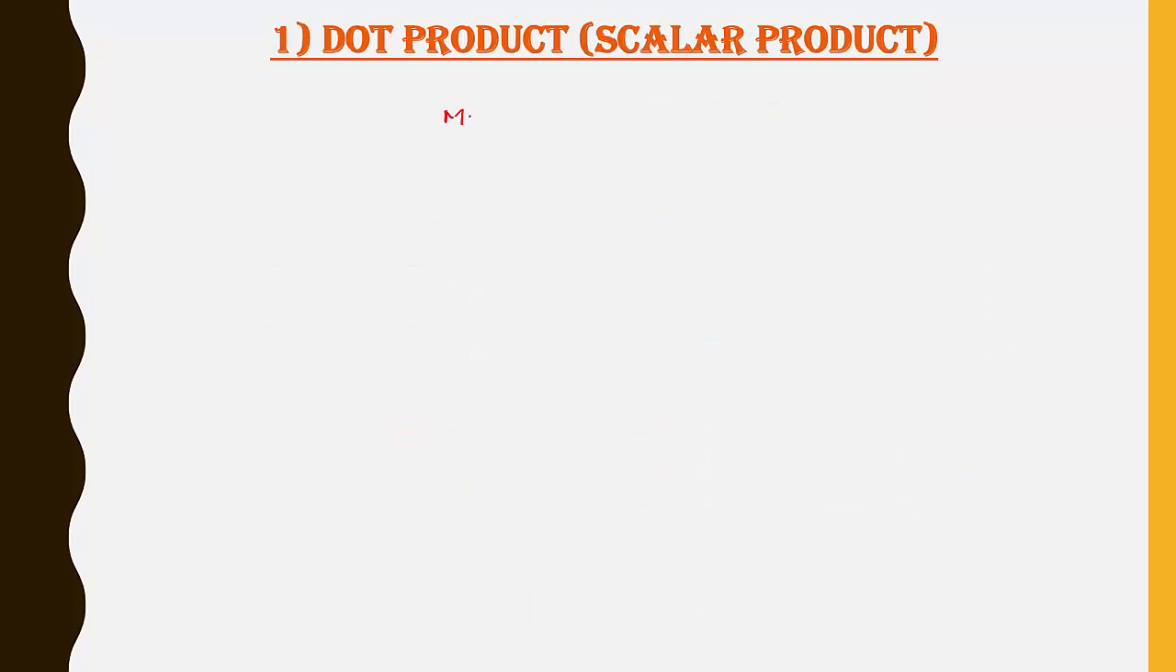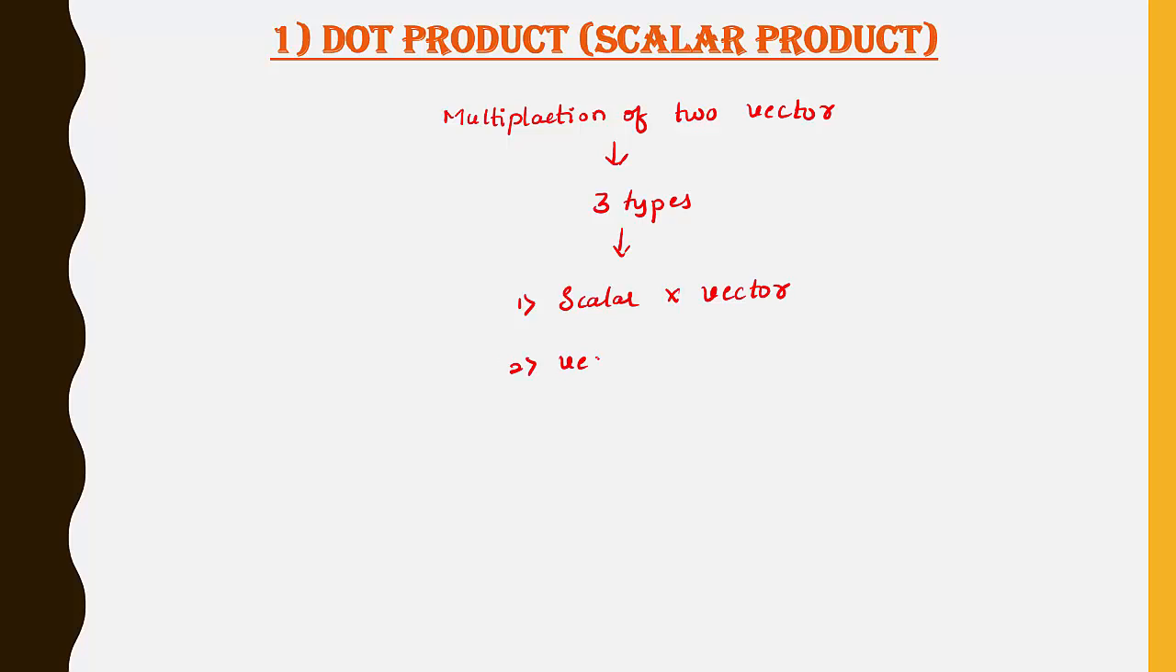See here, in multiplication of two vectors there are three types. The first one is scalar multiplied with vector, and the second type is vector multiplied with vector, and the third type is again vector multiplied with vector. Don't get confused with the second and the third type.